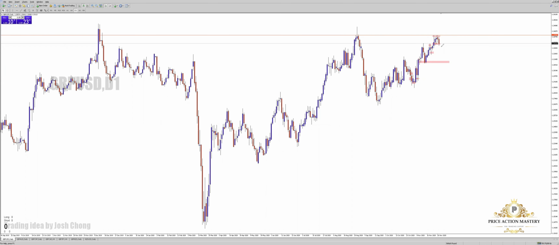If tomorrow is Monday and the market opens below, then the story will be different. So hopefully the market can open at a high price.